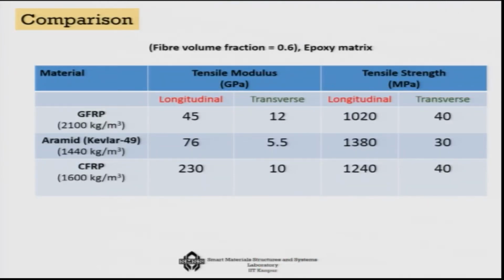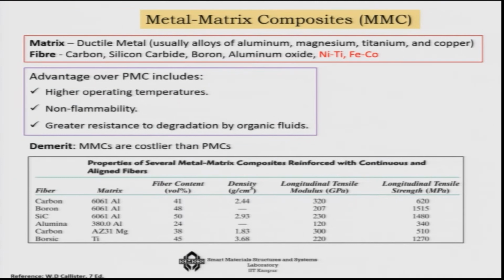Now, here is a brief comparison. If you go for GFRP, your tensile modulus is about 45, your transverse modulus is 12, and longitudinal strength is 1020 MPa. But if you look at Kevlar, it has a higher modulus and higher tensile strength. If you look at CFRP, you have even higher tensile modulus and even higher tensile strength in the system. So, that is a brief comparison between the systems, and then we will talk about the metal matrix composite. We have talked about polymer matrix composite.